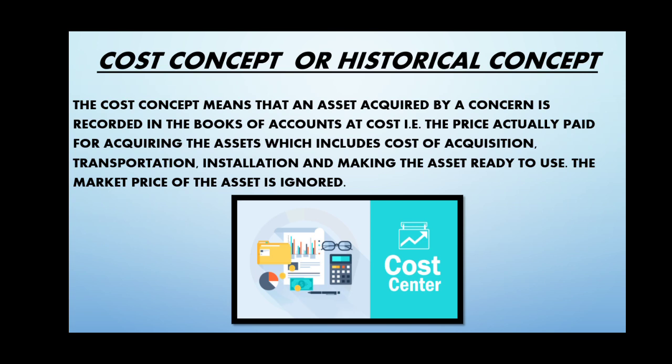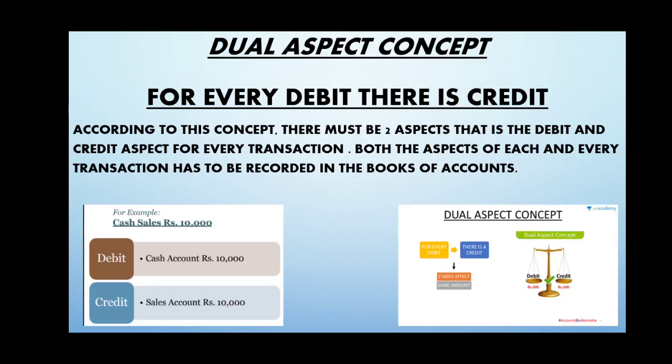Okay. So the next one, dual aspect concept. Children, this is one of the most important concepts. We are going to solve all our practical problems based on this particular concept. What does this concept say? For every debit, there is a credit. I'll tell you what this debit and credit is. According to this concept, there must be two aspects, the debit and the credit aspect, for every transaction. Both the aspects of each and every transaction have to be recorded in the books of accounts.